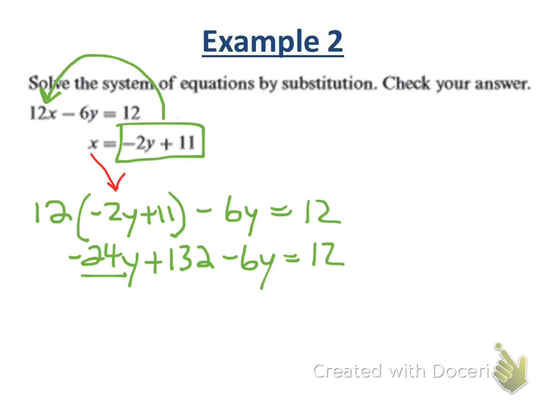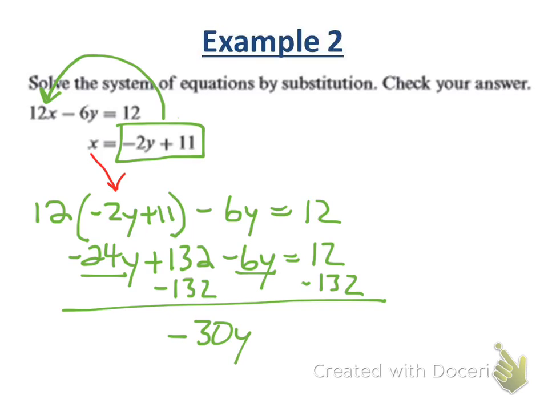Combine these two like terms, right? Subtract 132 from both sides. It's going to give me negative 30y equals negative 120. And when we divide both sides by negative 30, we get y equals 4. Is that the answer? No, because the solution to a system of equations is the point of intersection. So I need an x value and I need a y value.